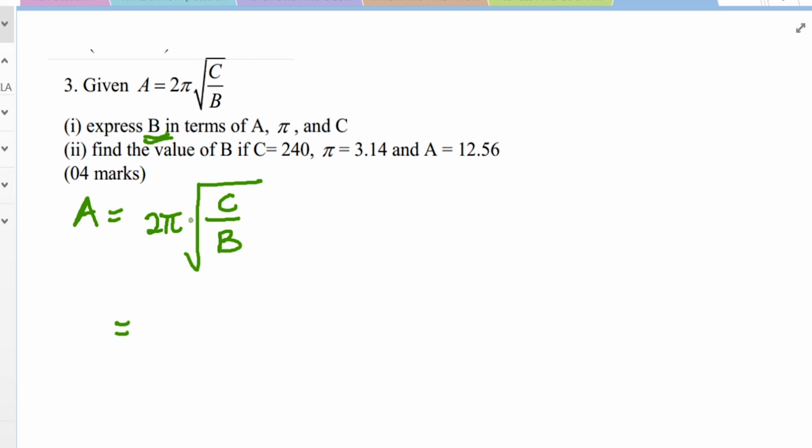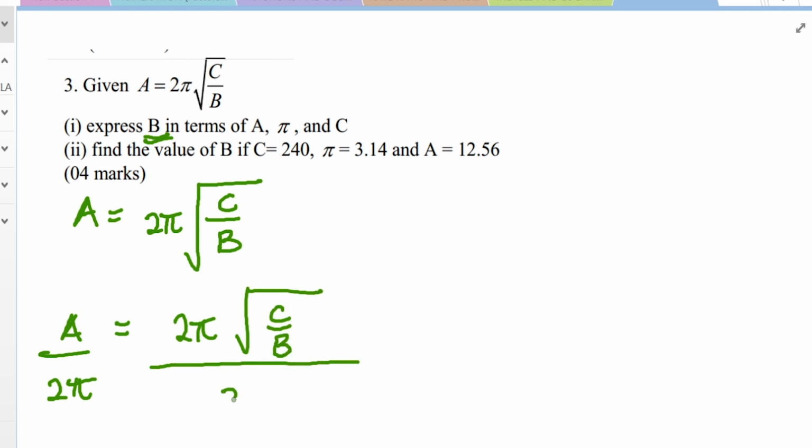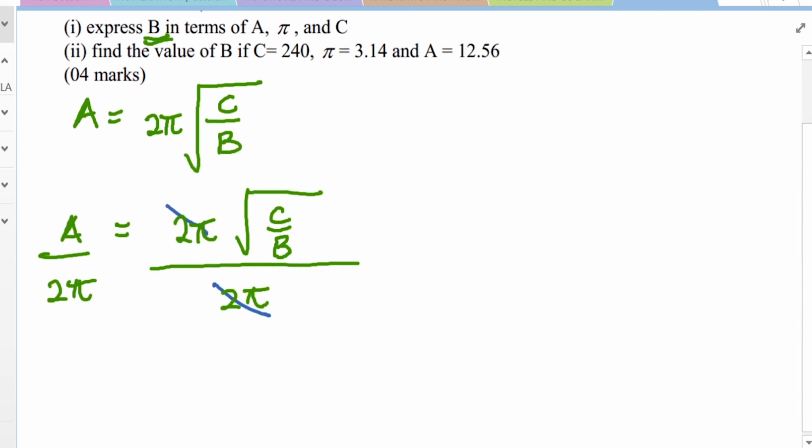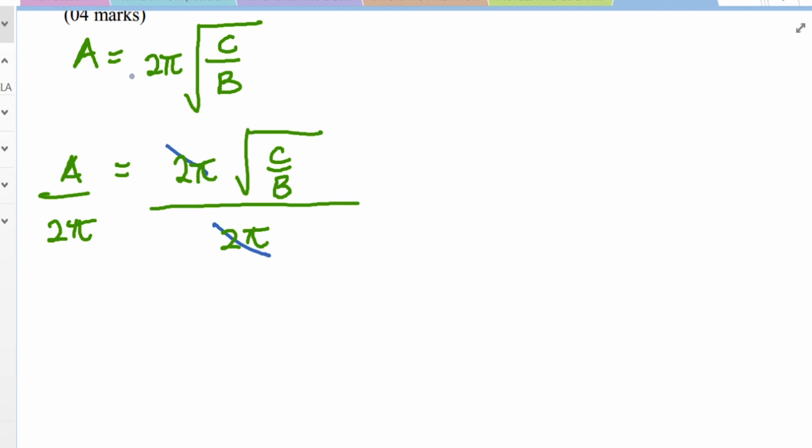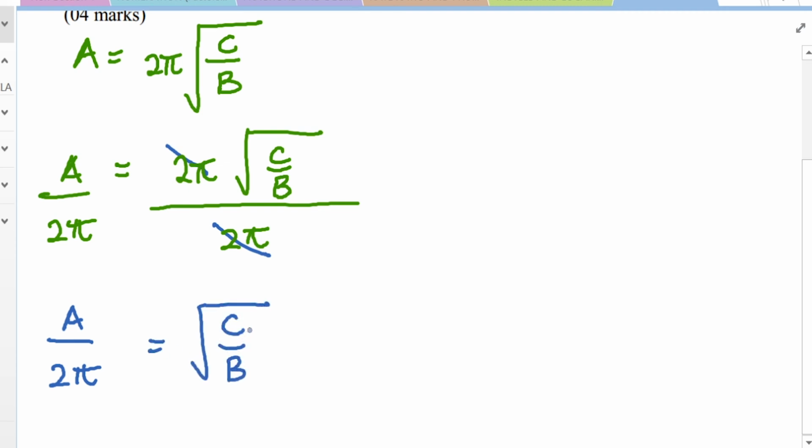2 pi is bound to the rest of this by multiplication, so to get rid of it, we divide by 2 pi on both sides. So I shall say a over 2 pi is equal to 2 pi times the square root of c over b, divided by 2 pi, so that this 2 pi and that 2 pi cancel out. What we remain with here is a over 2 pi is equal to the square root of c over b. Now, for us to reach b, we need to first remove the square root sign. It is covering the b. So how do we remove it? By squaring on both sides.